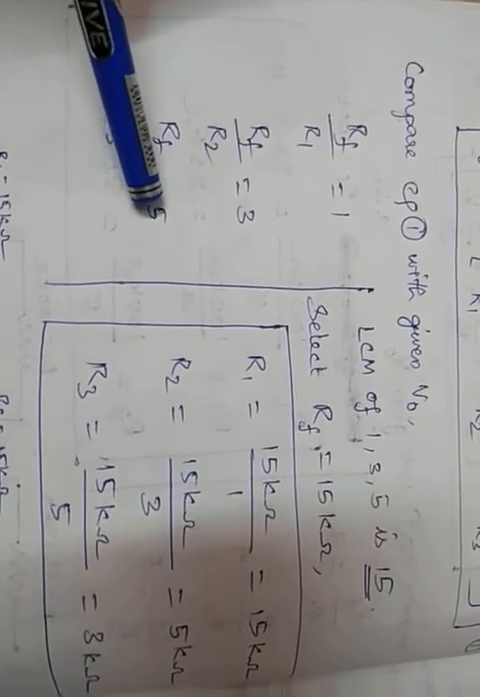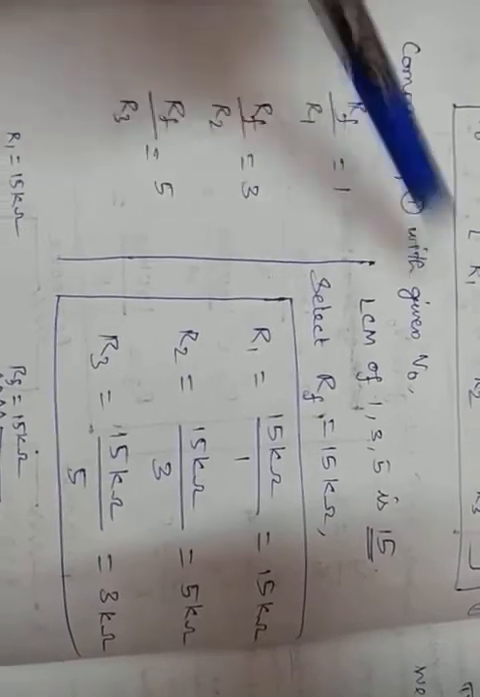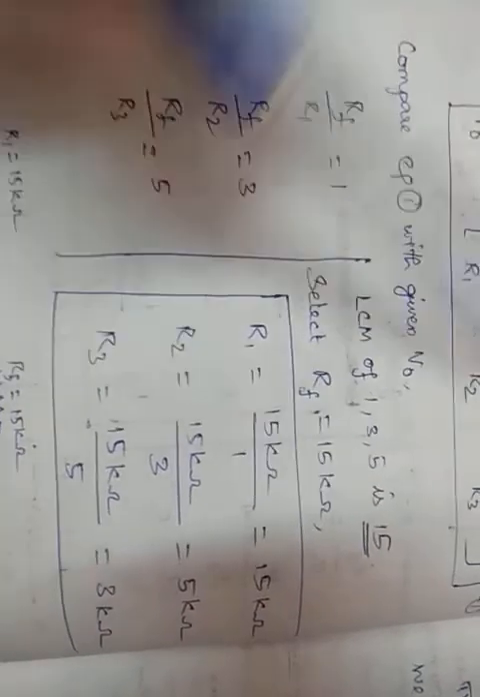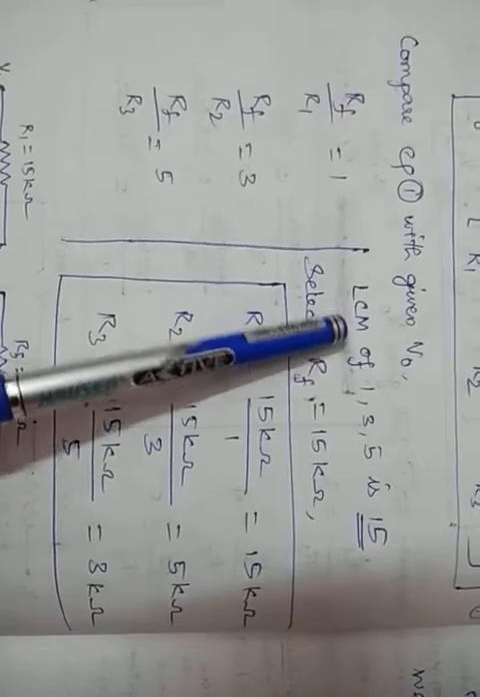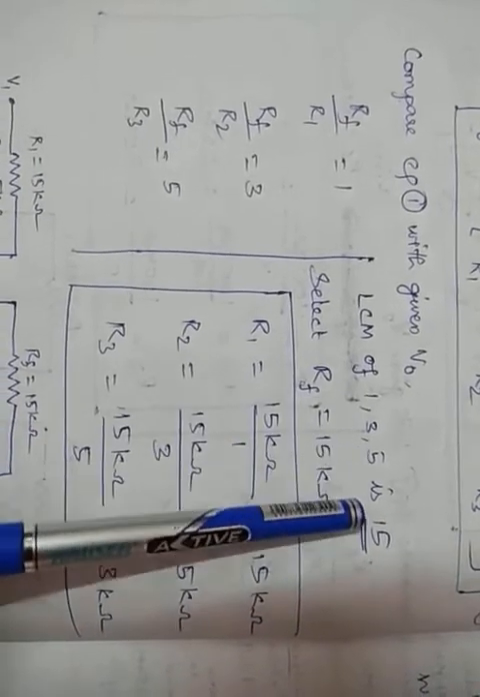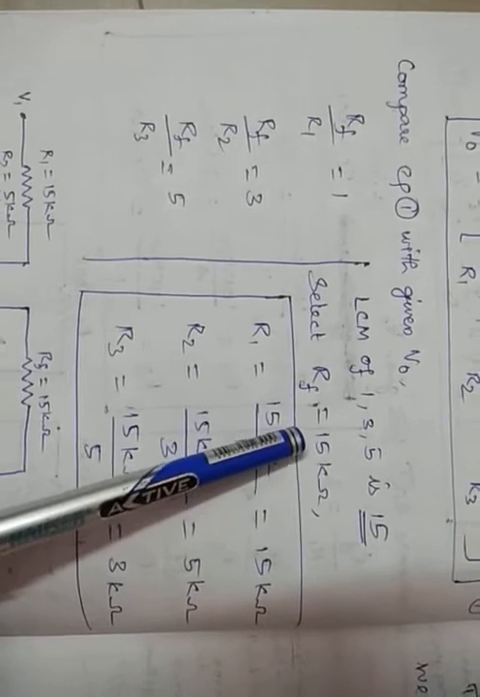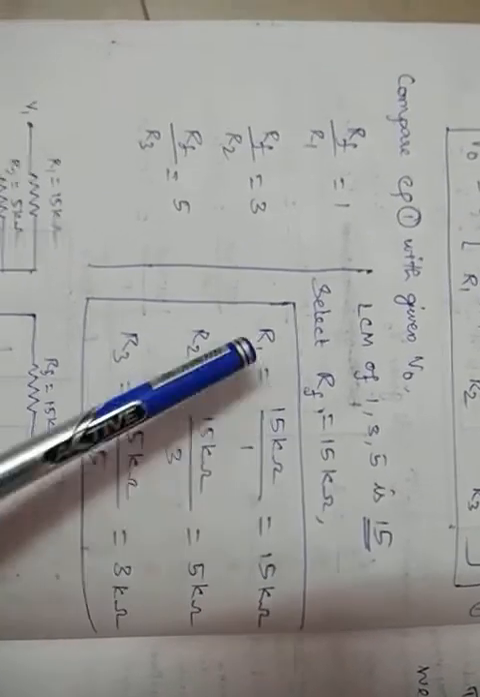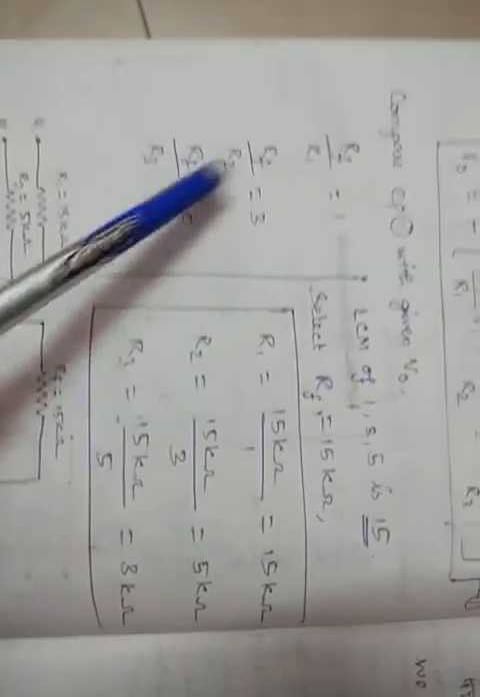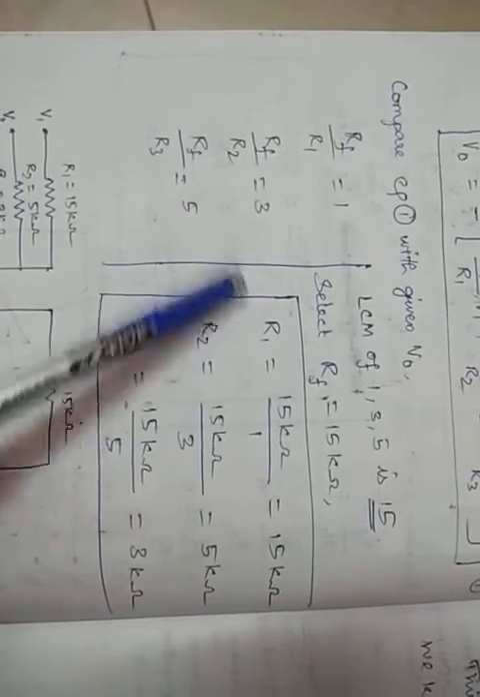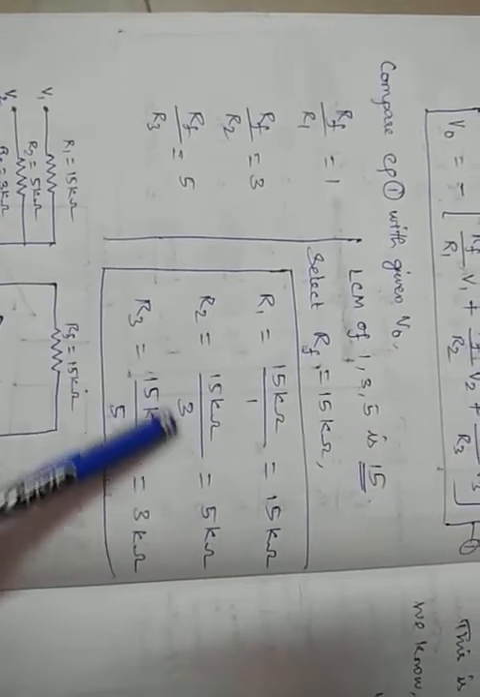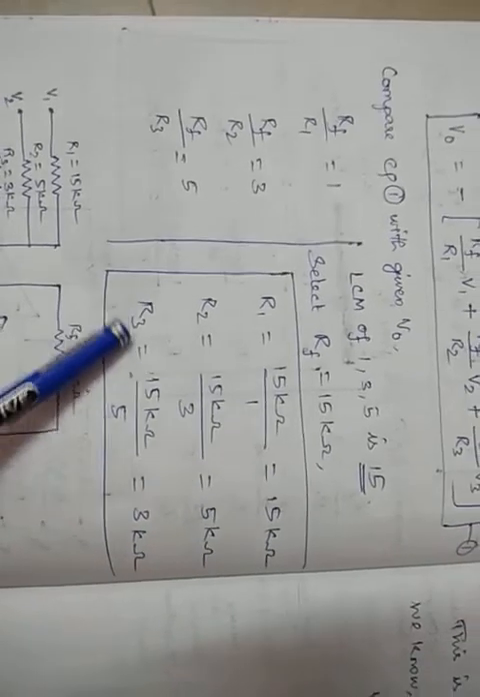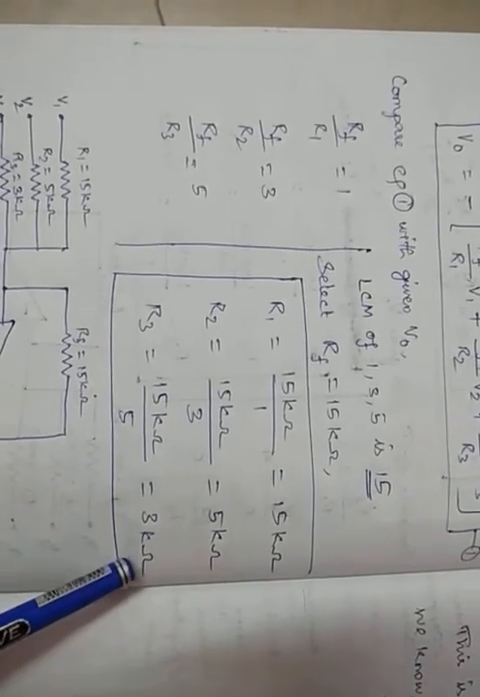Now the RF value is not given in the question, so we have to calculate the LCM value. The LCM of 1, 3, 5 is 15. So RF is 15K. Then substitute this RF value, and you will get R1, R2, R3. First R1 equal to 15 kilo ohms, R2 equal to 5 kilo ohms, R3 equal to 3 kilo ohms. So we can draw the diagram now.